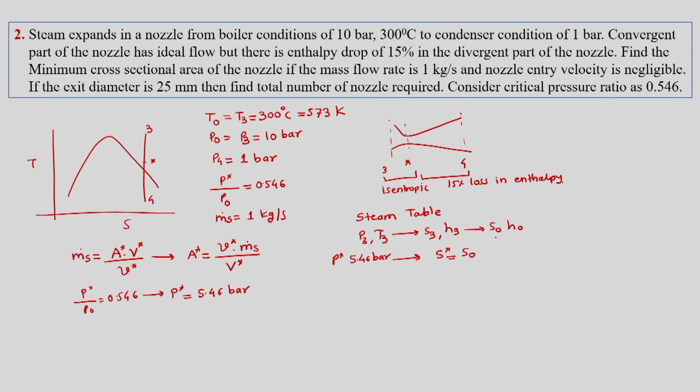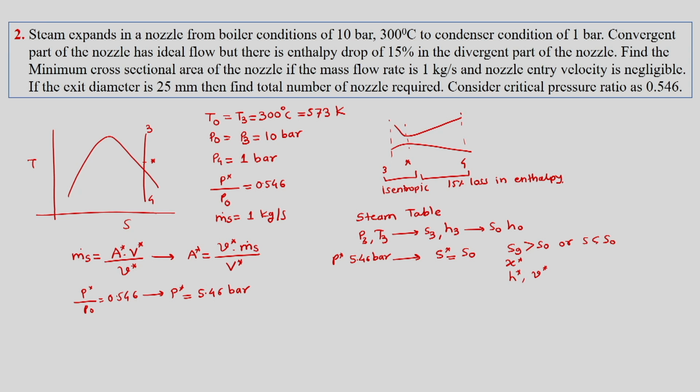Now I will again see if Sg is greater than S naught or Sg is less than S naught. Accordingly, I will put the star state above the dome, inside the dome, or outside the dome. So, if Sg is greater than S naught, then we will find out X star, and if this is not there, then we do not have to worry. Knowing S star, we can find out H star, and we can also find out specific volume.